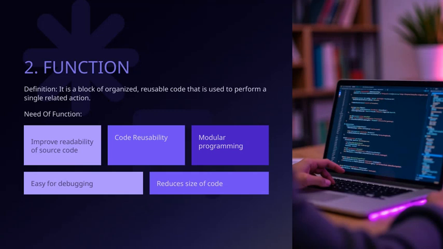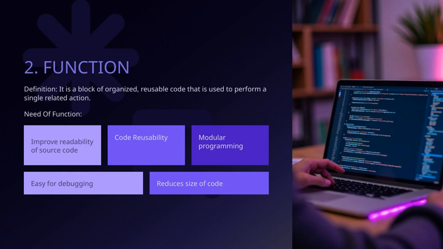So let's talk about what a function actually is. Essentially, it's a block of organized, reusable code that performs a specific action. Think of it as a mini machine within your program that does one particular thing. Now, why do we need functions? Well, first, they significantly improve the readability of our source code. Instead of writing the same code over and over again, we can just call a function whenever we need it, making our code cleaner and easier to understand.